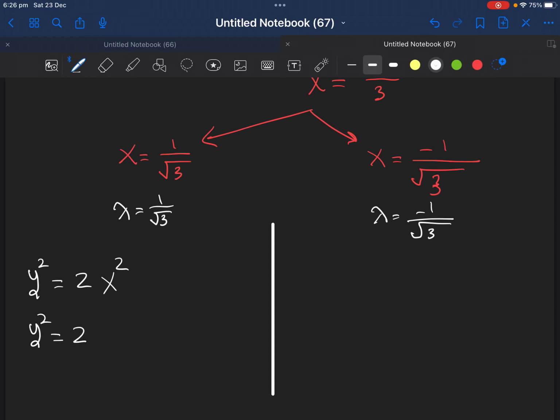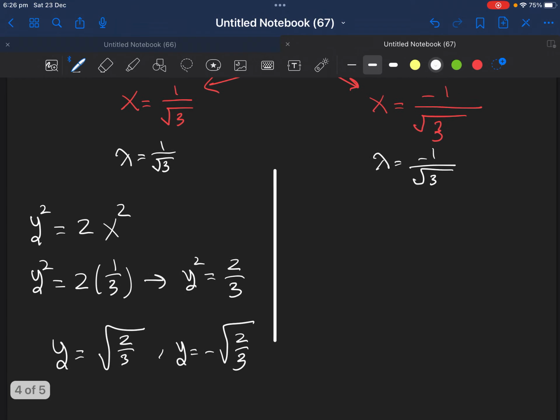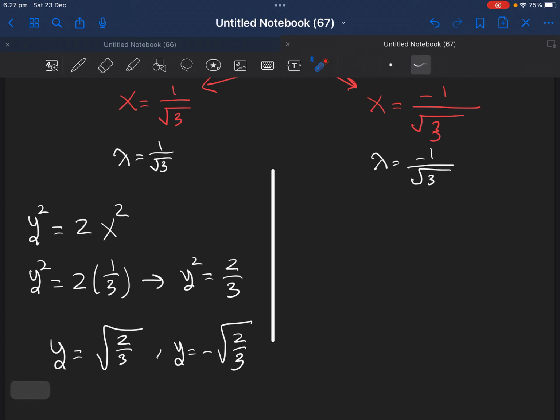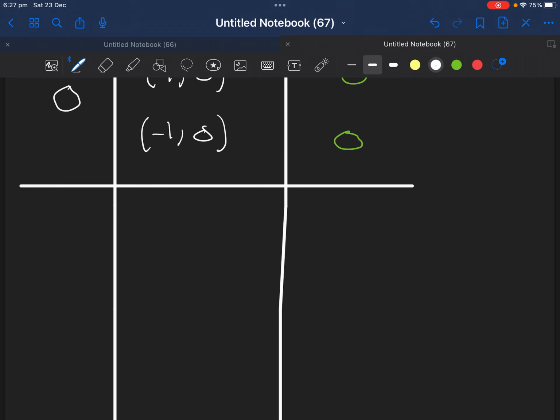So y squared equal 2. Now, what is x squared? It is 1 over 3. So this means y squared equal 2 over 3. So again, we will have two values for the y. It is either square root of 2 over 3 or y will be negative square root of 2 over 3. And that's the answer we have. We have two values, x 1 over square root of 3, lambda 1 over square root of 3, and then we have two possibilities for the y. Let me go here and write them down.